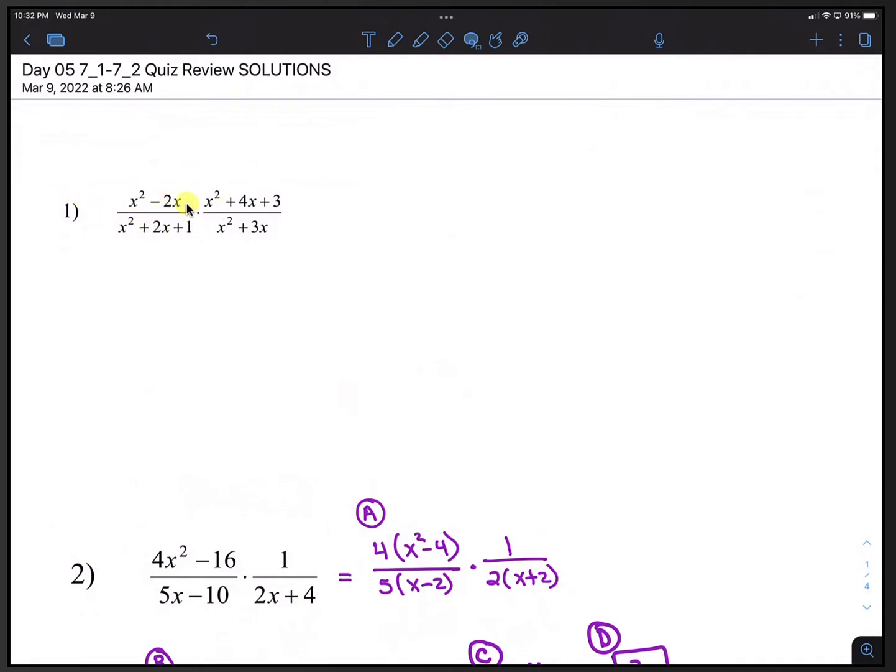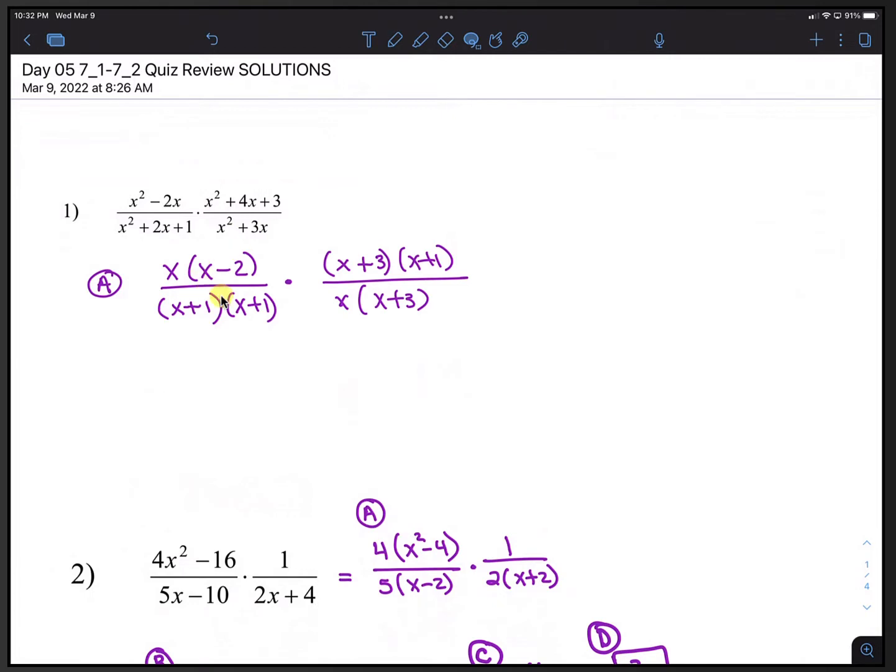We can factor just about everywhere. The x squared minus 2x, we can factor out an x there. This denominator also factors into x plus 1 times x plus 1. This numerator will factor into x plus 1 times x plus 3. And in this denominator, we can factor out an x. So that would be x times x plus 3. So that's what this looks like.